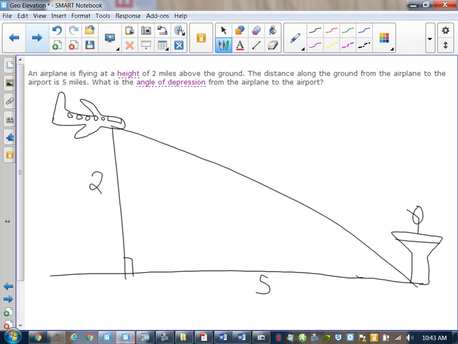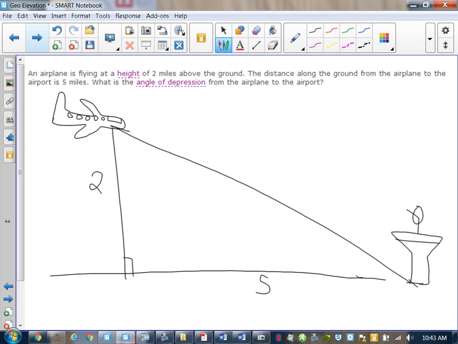They want to know what is the angle of depression? Angle of depression is line of sight down. So if my line of sight from the airplane, this would be my angle of depression. Now, line of sight is always parallel to what? The ground. Which means this is two parallel lines cut by a transversal. Which means line of sight down is the same thing as line of sight up. So you're trying to find that angle.